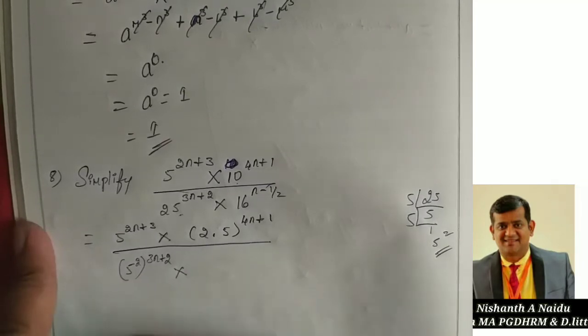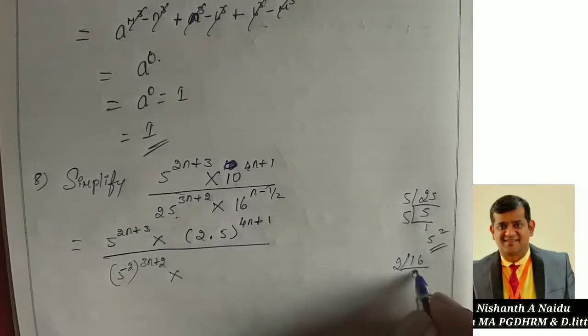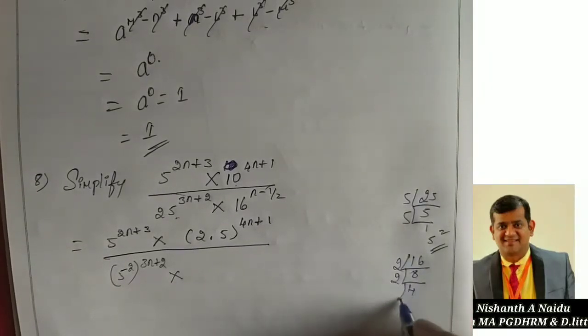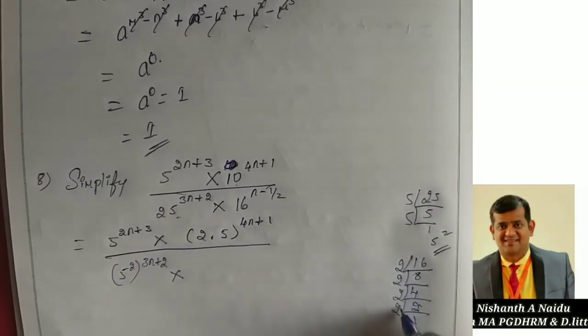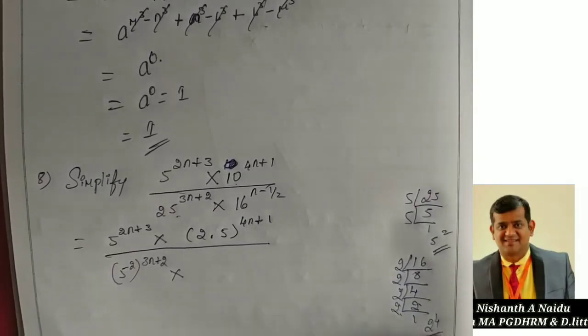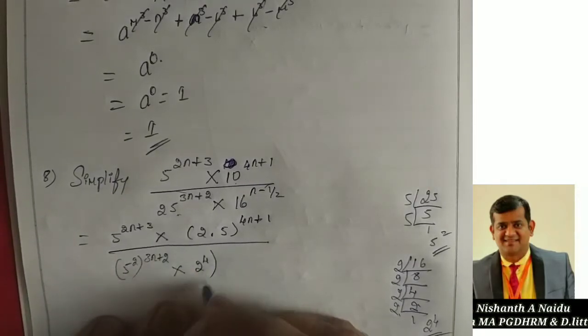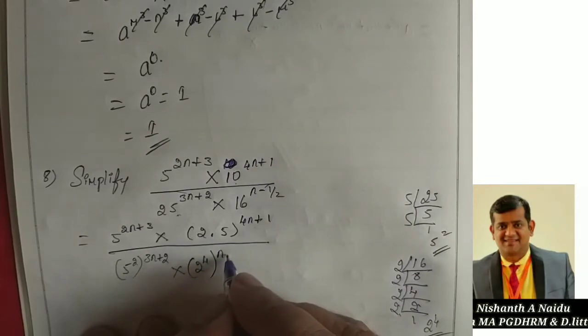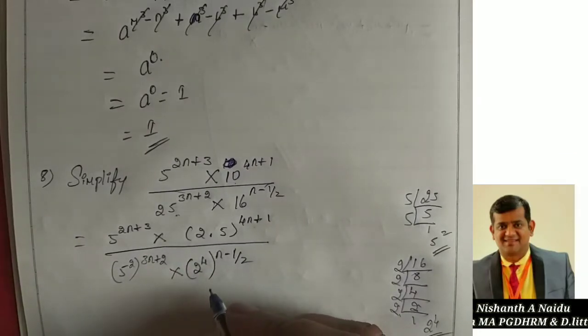For 16, the LCM, you know, right? 2 8s are 16, 2 4s are 8, then 2 2s are 4, then 2 1s are 2. That is 1, 2, 3, 4. So that is 2 to the power of 4. So that is (2 to the power of 4) whole power, that is n minus 1 by 2.